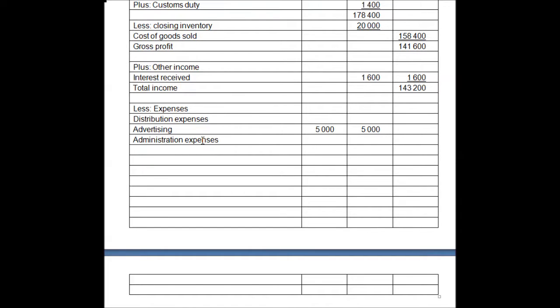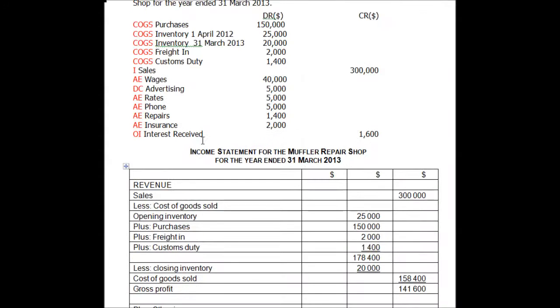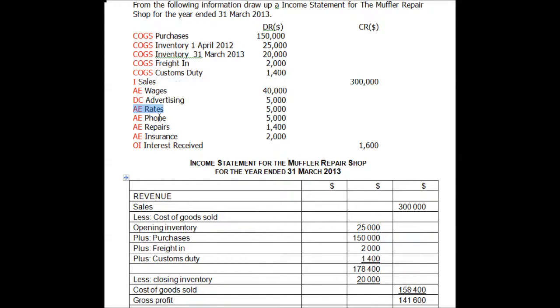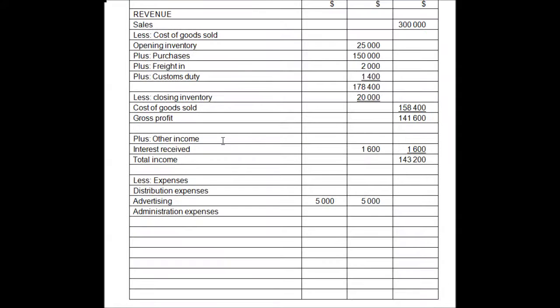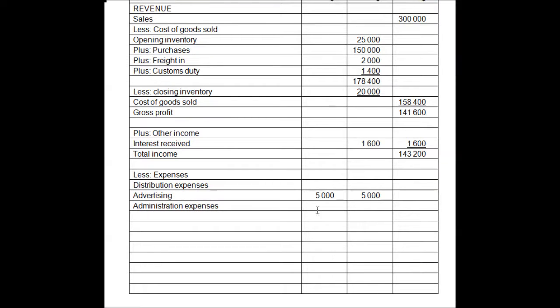And again, you can leave a line there if you want, if you've got space. And I've got quite a few administration expenses if we look up here. I've got wages, rates, phone, repairs, and insurance. So I've got to fit all of those in there. So, start with wages, 40,000. Then I'm going to go rates, which is equal to 5,000. And then phone, which is 5,000. And repairs, which is 1,400. And then insurance, which is 2,000.